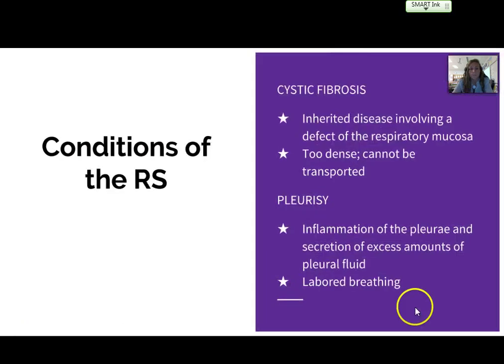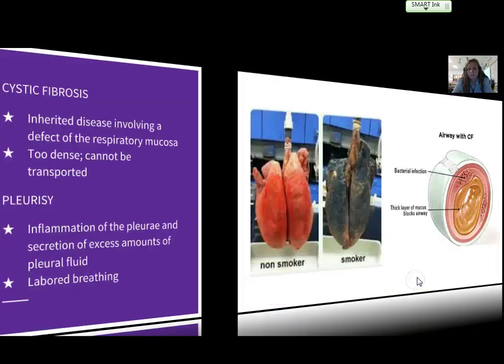Now, I do also want to mention a couple conditions of the respiratory system. Cystic fibrosis is a big one. It's an inherited disease involving a defect of the respiratory mucosa. Basically, it's too dense and cannot be transported, so it clogs up the passageways, and I'll show you a picture in a minute. There's also pleurisy, which is inflammation of the pleura, or the pleural cavities, and what happens is a secretion of excess amounts of pleural fluid makes your lungs heavy and labors your breathing.